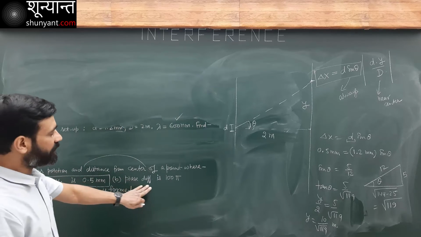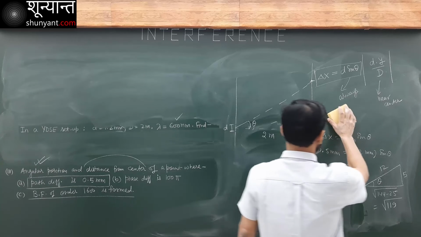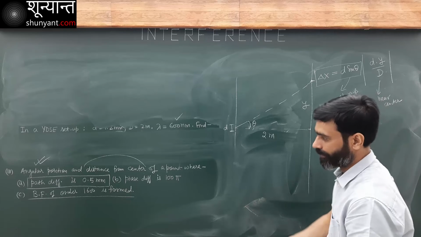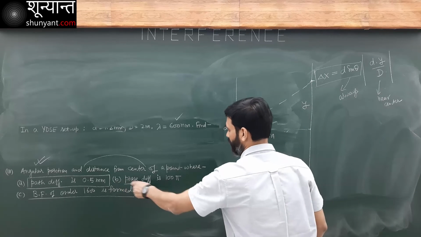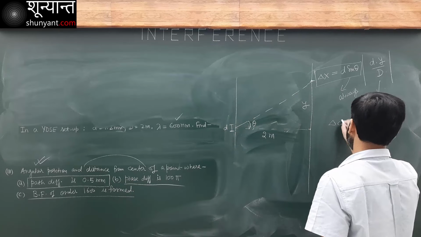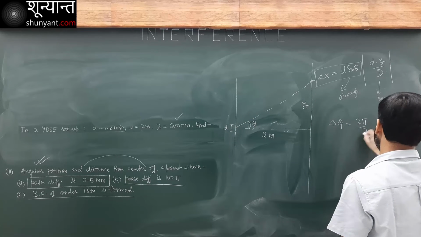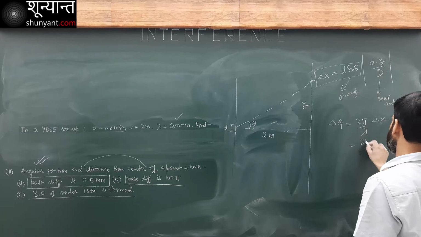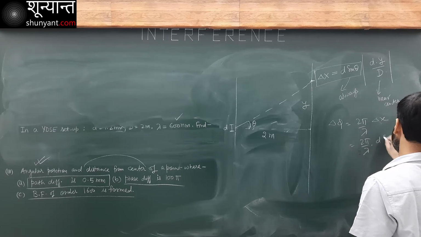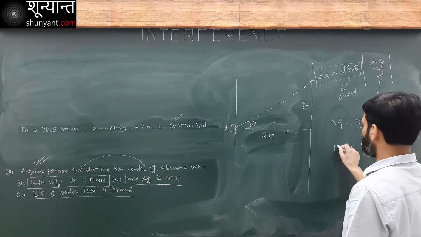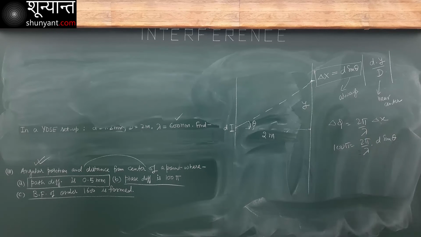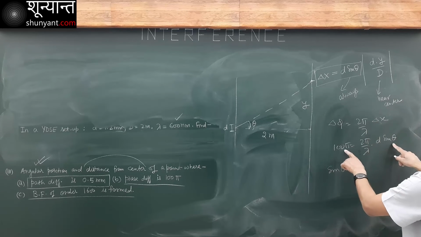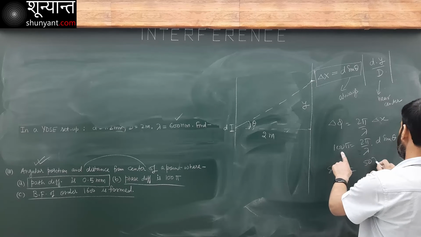Now, phase difference is 100 pi. Next problem, okay? Phase difference is 100 pi. So delta phi is equal to 2 pi over lambda into delta x. This I can write as 2 pi over lambda and d sine theta. This is 100 pi. So what is sine theta? Sine theta will be equal to 50 lambda over d.